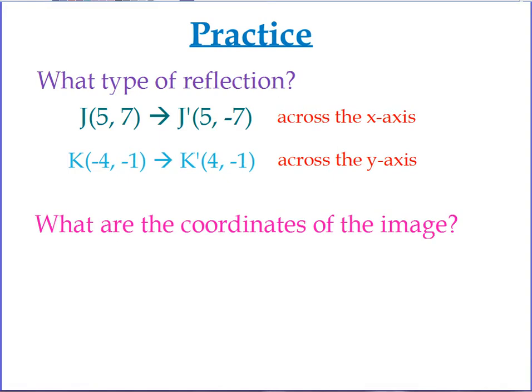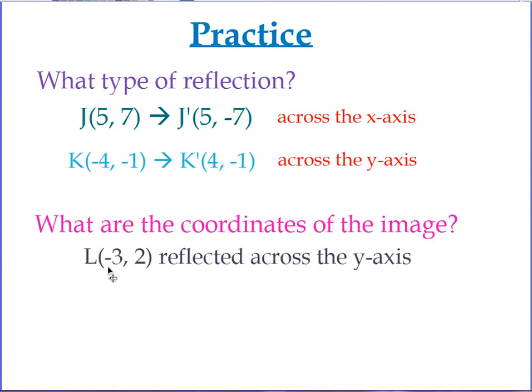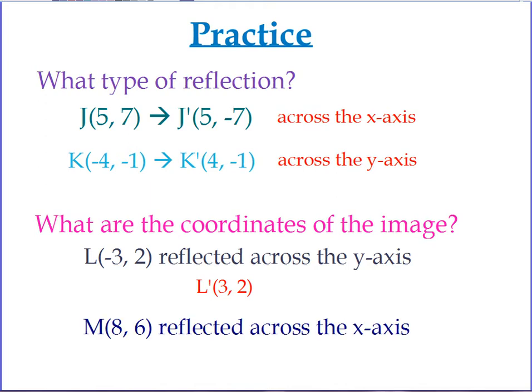Sometimes you'll be given the coordinates of the pre-image and you're asked to find the coordinates of the image given what reflection has taken place. In this case, point L at (-3, 2) is being reflected across the y-axis, and we want to find the coordinates of the new image. Since a reflection across the y-axis changes sign on the x-coordinate, our new L prime would be (3, 2). And if point M was reflected across the x-axis, we'd get a point M prime at (8, -6).